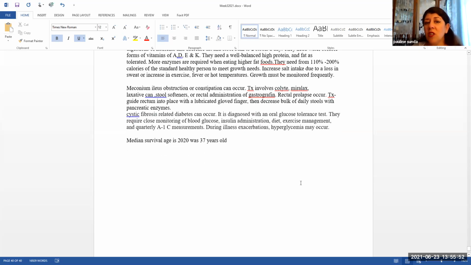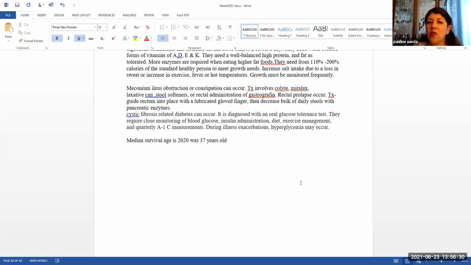Meconium ileus obstruction or constipation can occur. Here, treatment involves Colyte, Miralax, laxatives, stool softeners, or rectal administration of Gastrografin. Rectal prolapses can occur, and here what you would do is very gently use a lubricated gloved finger and guide the rectum back into place. And then you need to make sure that you're decreasing the bulk of the daily stools with the pancreatic enzymes. So they may need more pancreatic enzymes.